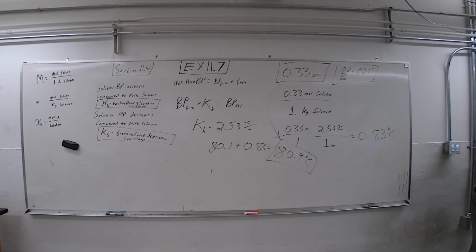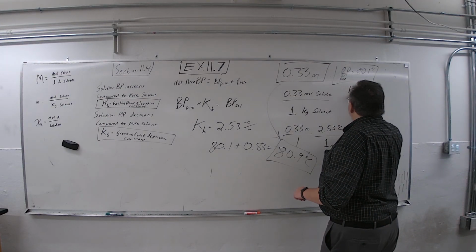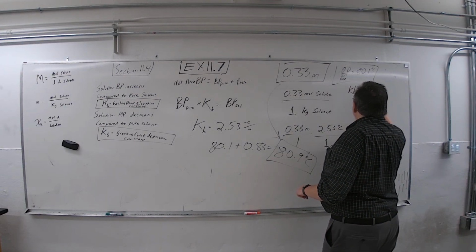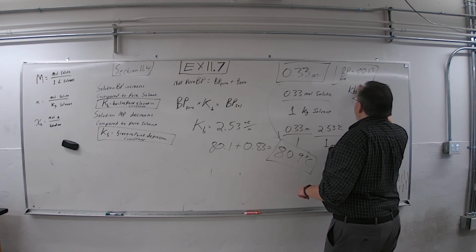Let's see what it is. For the non-volatile, I would just give you the 2.53 kV. I think that's the one they're going to use.